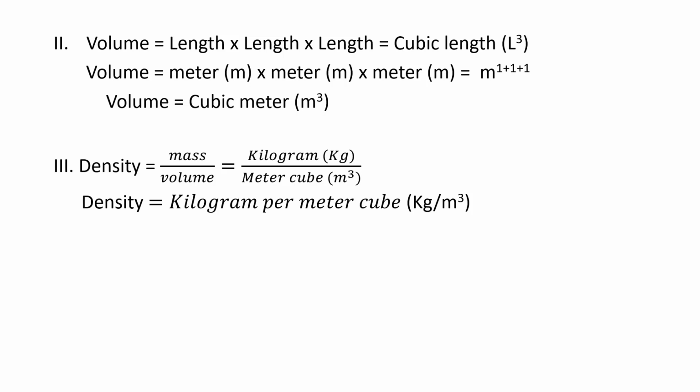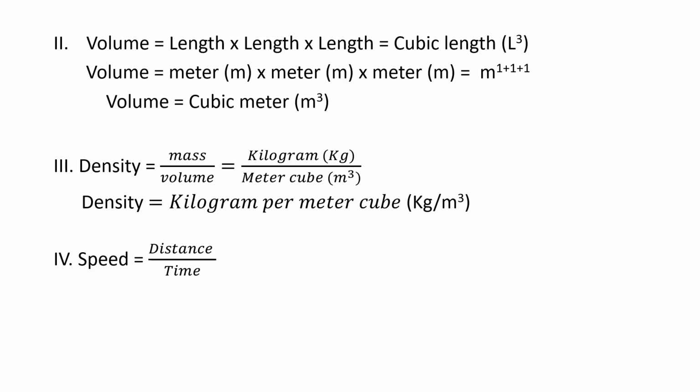Good. Our fourth example, which is speed. How can you determine the speed? Meaning, what is the formula for finding speed? Speed is equal to distance over time. Distance is length. Then time can also be measured with the stopwatch. So distance is length.